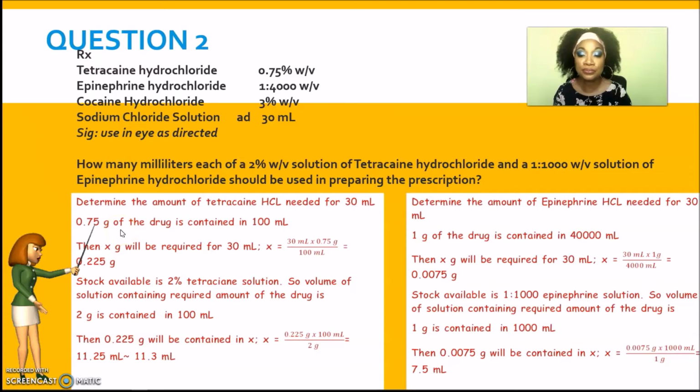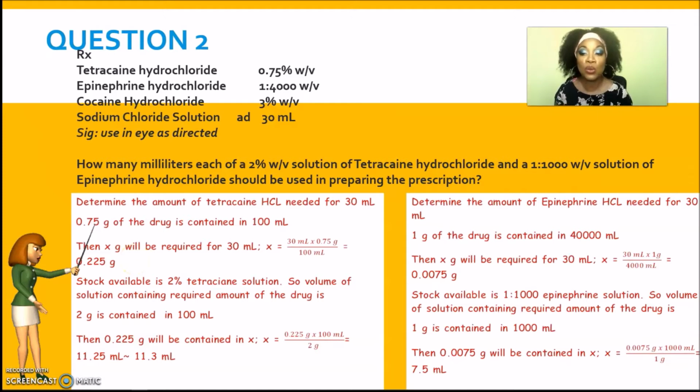So we then need to make the 30 mils. Can't exactly go to a scale and weigh 0.75% weight in volume. It's only telling us the concentration. We need to know the amount so that we can weigh or measure, if it is a stock, of the amount of tetracaine hydrochloride we need for 30 mils. So using the concentration, 0.75 grams is in every 100 mils. Therefore, the amount that would be in 30 mils would be 0.225 grams.